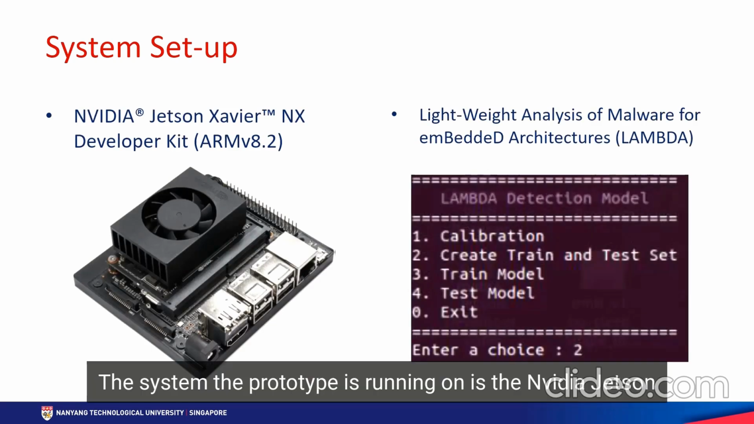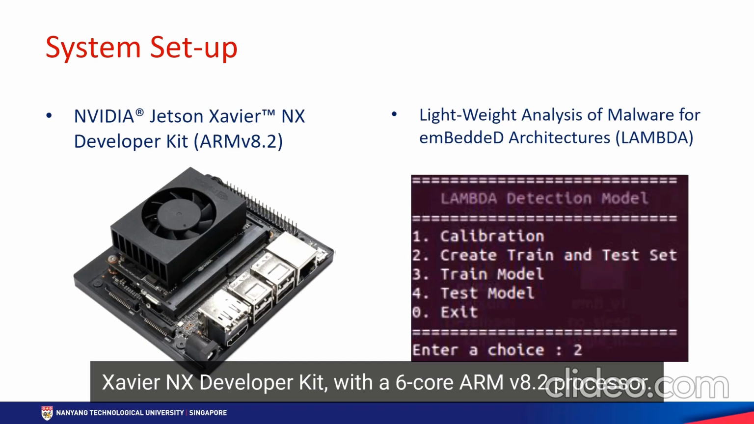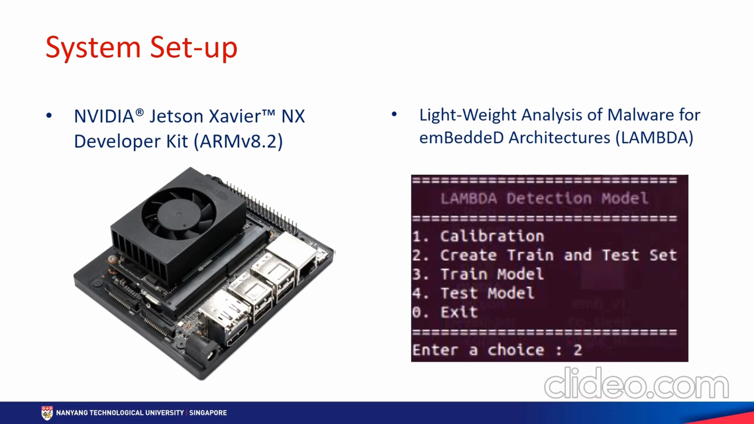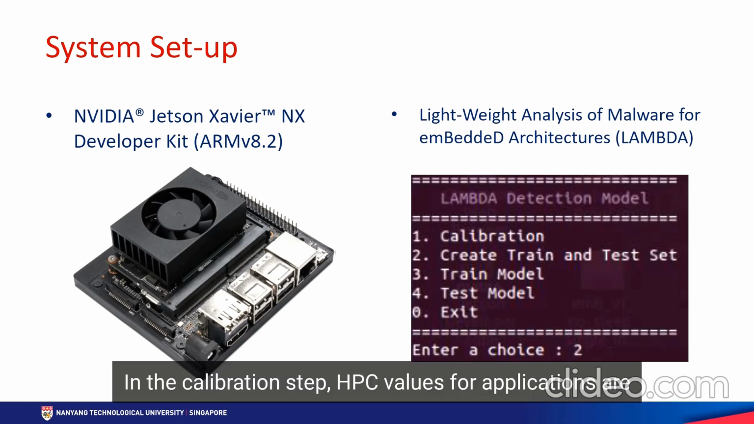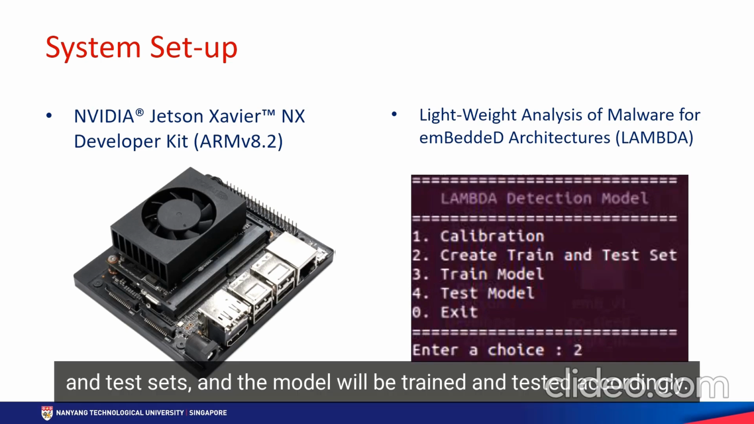The system the prototype is running on is the NVIDIA Jetson Xavier NX Developer Kit with a 6-core ARM v8.2 processor. In addition, the prototype, lightweight analysis of malware for embedded architectures, or LAMBDA in short, is run on the system. In the calibration step, HPC values for applications are collected. Afterwards, the applications are split into train and test sets, and the model will be trained and tested accordingly.